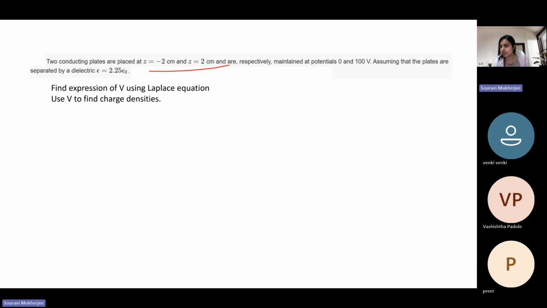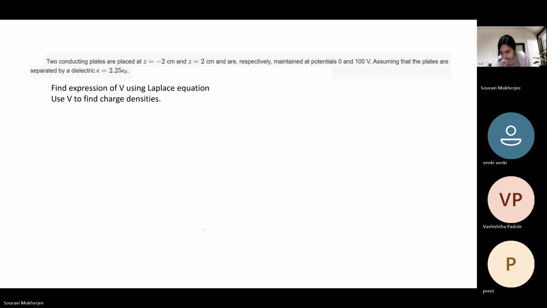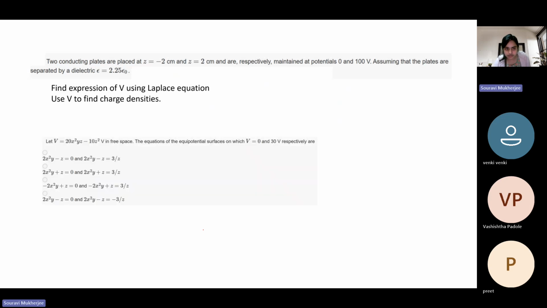Once you know the form of potential, you know everything, right? You know V, so you can find E, you can also find the charge densities. So that's how you have to answer this kind of question. Is it clear? So I'll consider it's clear.